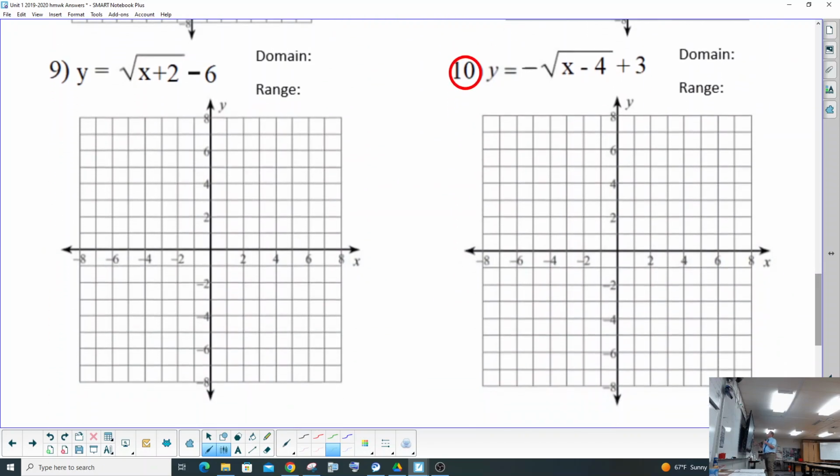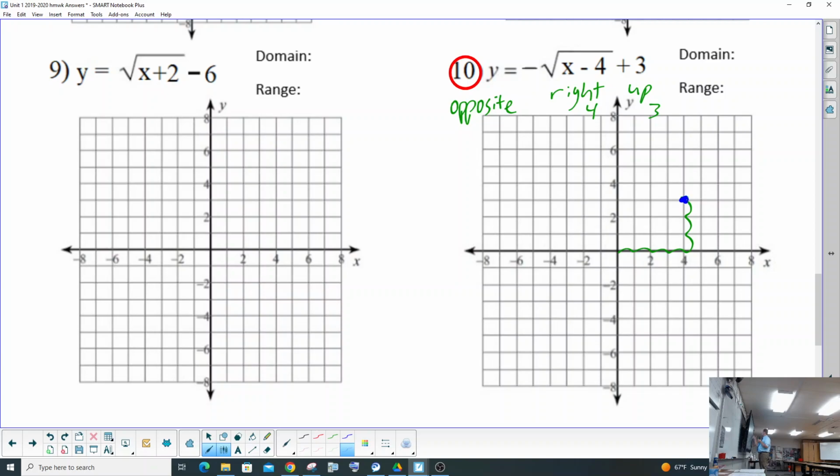Radical, upside down radical. Okay, this time we are again going right, remember opposite what you think, so it's actually right 4. You think left 4, but it's actually right 4. And then we're going to go up 3, and that's the beginning of our radical. So right 4, 2, 3, 4, and then up 3, 1, 2, 3. So that's the beginning point of our graph, right there.